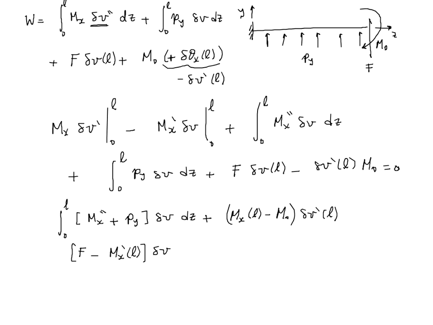delta v prime at L equals zero. So setting the coefficients, sorry, this is delta v, of course. So setting the coefficients of independent variations to zero, we obtain the equilibrium condition, which is mx double prime plus py equals zero.